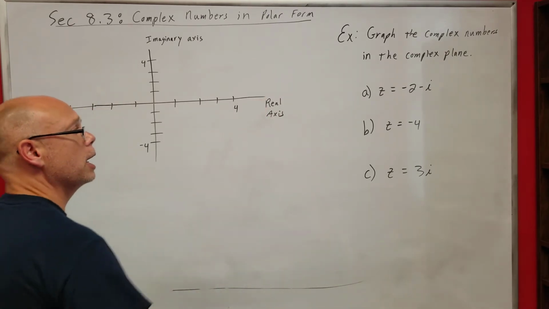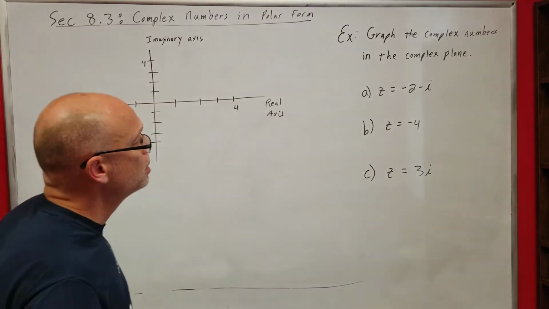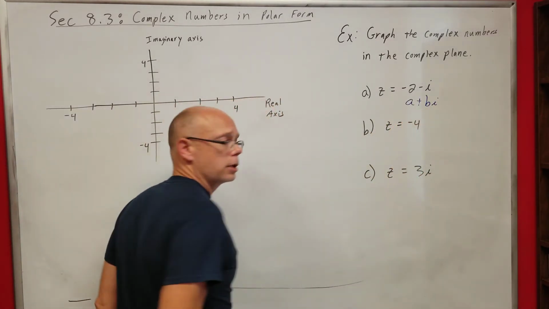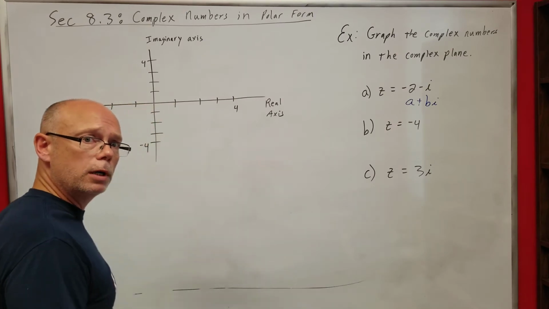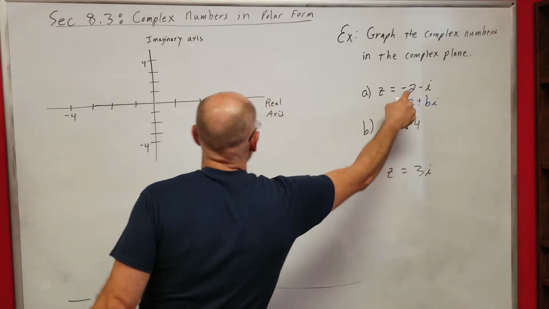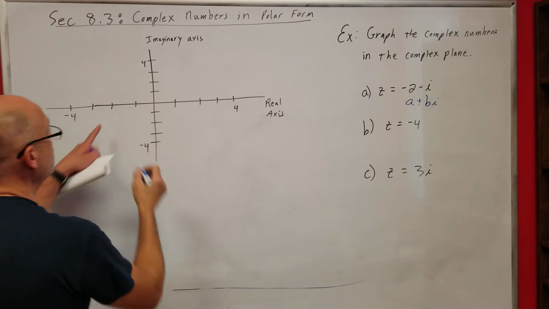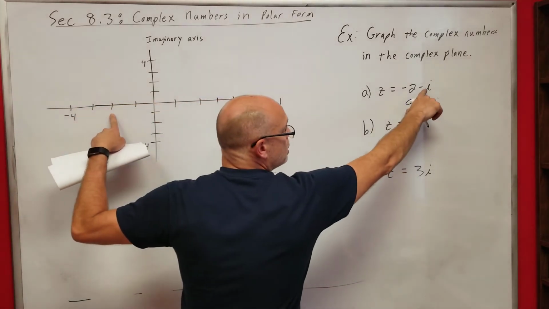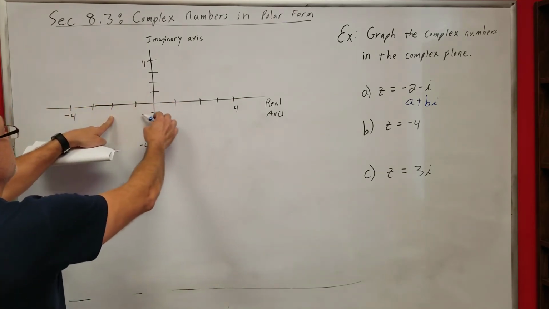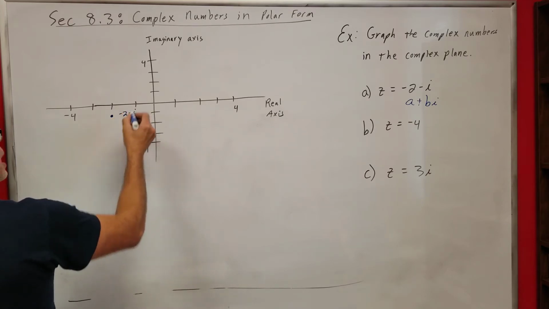Like, let's say I want to graph this number negative 2 minus i. So this is in the form a plus bi, and a is your real part. So on your real axis, you want to go to negative 2. Then your imaginary part, your b part, is negative 1. So on your imaginary axis, you go down to negative 1. And this would be the point negative 2 minus i.